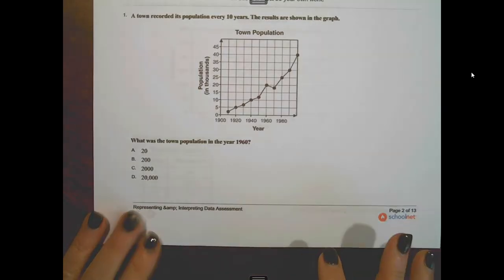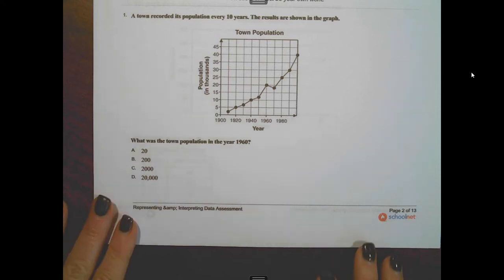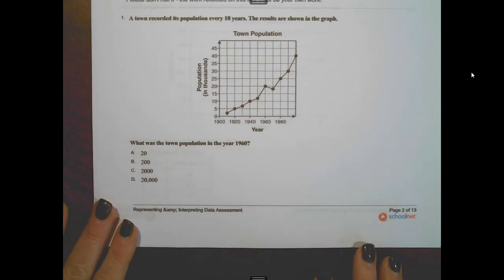All right, so question number 1. And again, I have the paper version. You guys have this under SchoolNet. If you need to open it back up and look at the test, if your parents want to see the actual test, that's where all your tests are for 5th grade math this year.